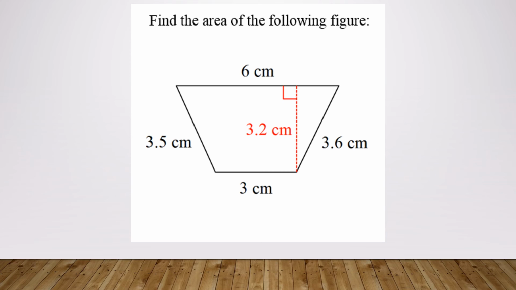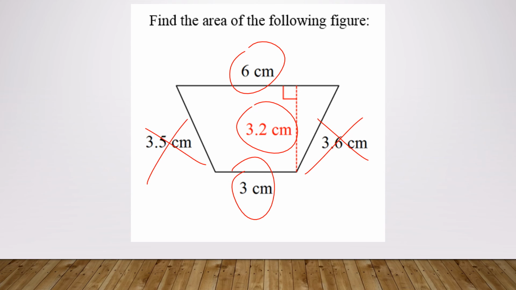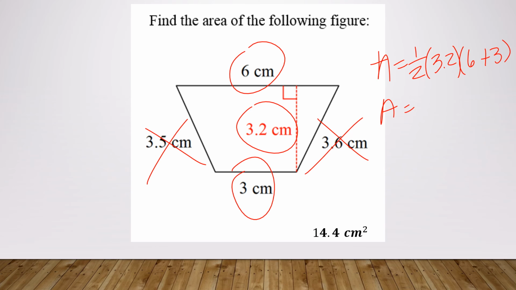The next one is a trapezoid. Okay, remember the two bases and the height are the only thing that we are going to use. We are not using the side lengths of those two sides. So, whoops, we are going to do 1/2 times 3.2 times 6 plus 3. And again, you can take it a step further and do 3.2 times 9. And then put all that in your calculator and get your answer of 14.4 centimeters squared.